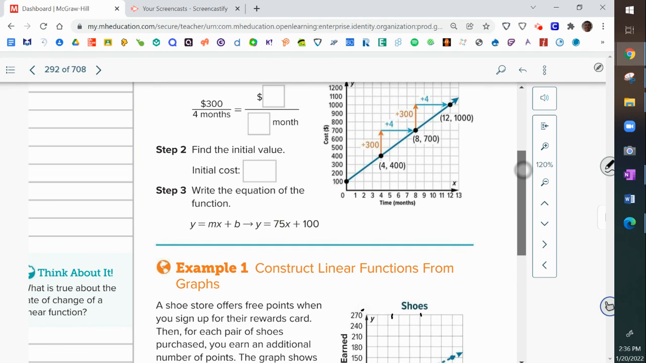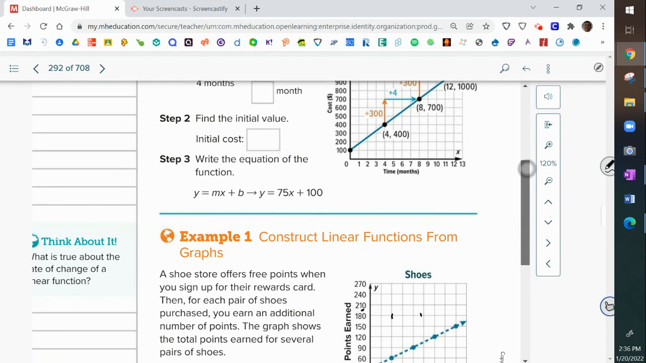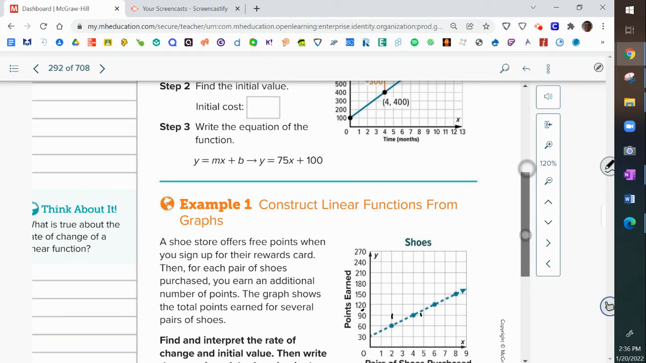Whoa, I don't know what's going on here. It seems like, whoa, I don't know what it's doing.